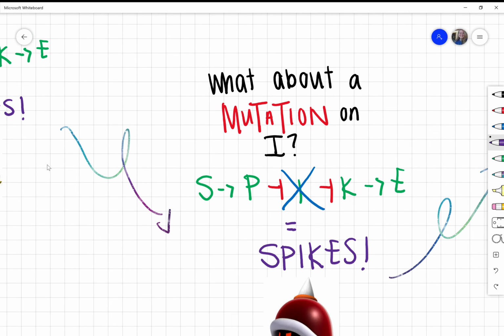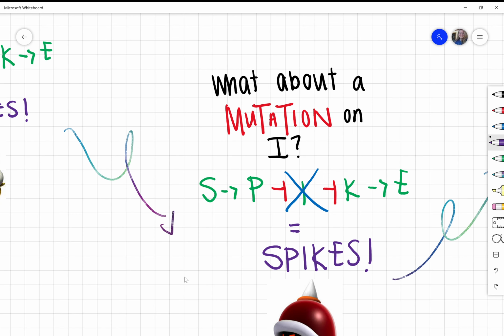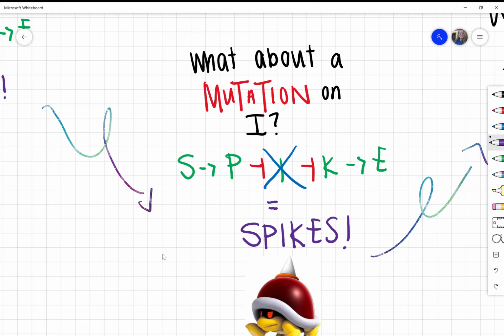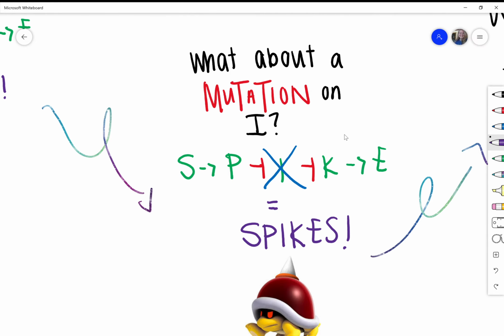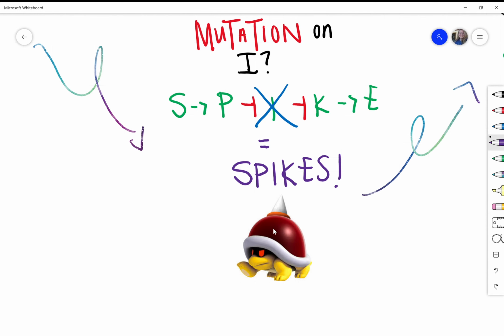But what about a mutation on the I? If there's a mutation on the I, then S promotes P, but with no I in the pathway, K is unblocked, which is then able to promote E, which creates the development of the spike, which means we have a Spike Top shell.